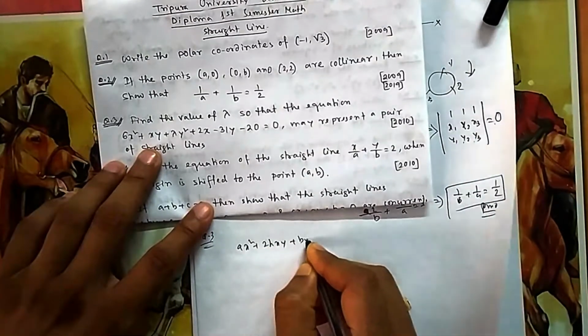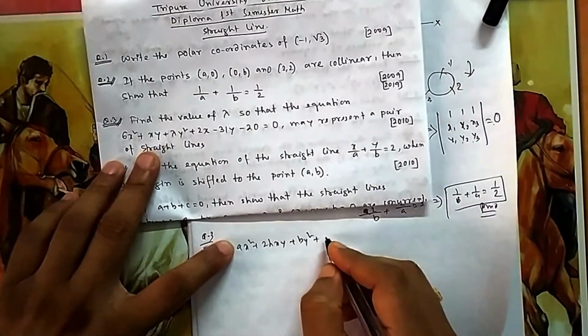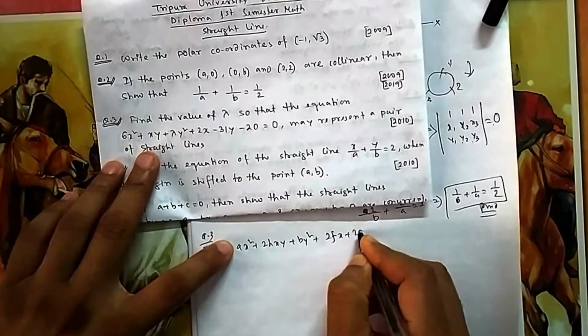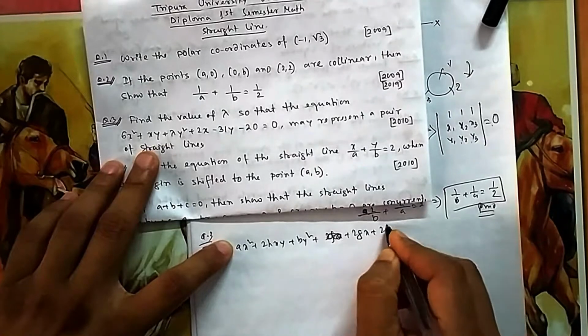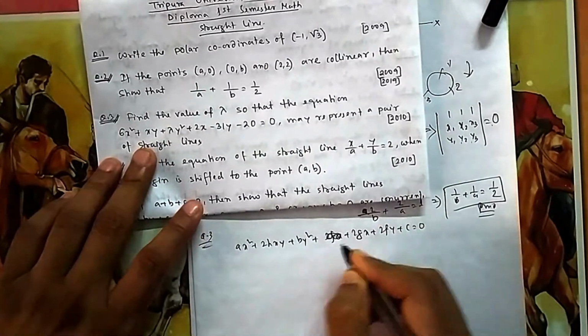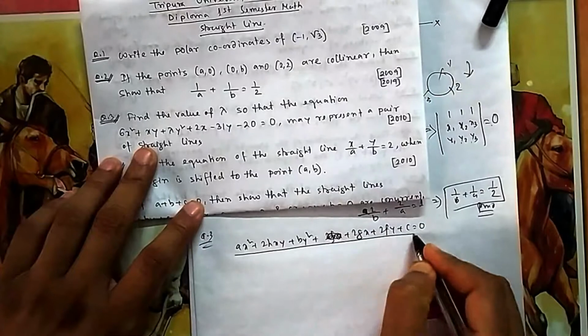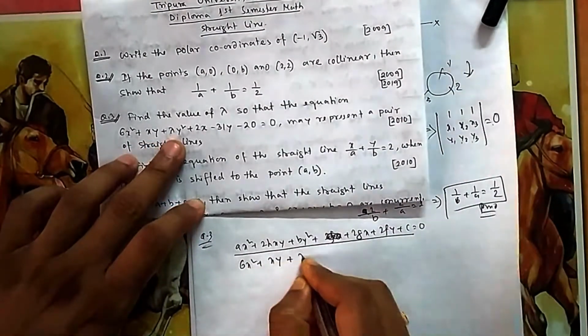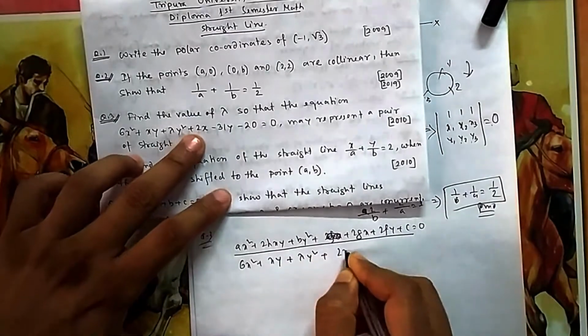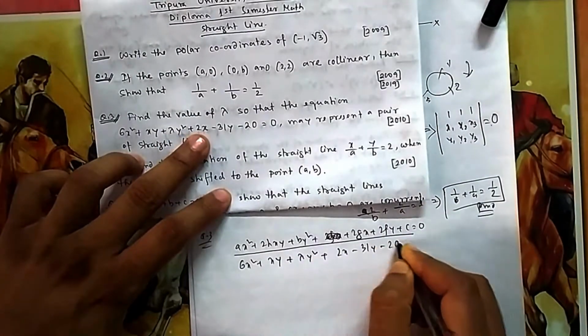The standard form is this one: ax square plus 2hxy plus by square plus 2gx plus 2fy plus c is equal to 0. So this is the standard format. If you match with this format, this is 6x square plus xy plus lambda y square plus 2x minus 31y minus 20 equal to 0.